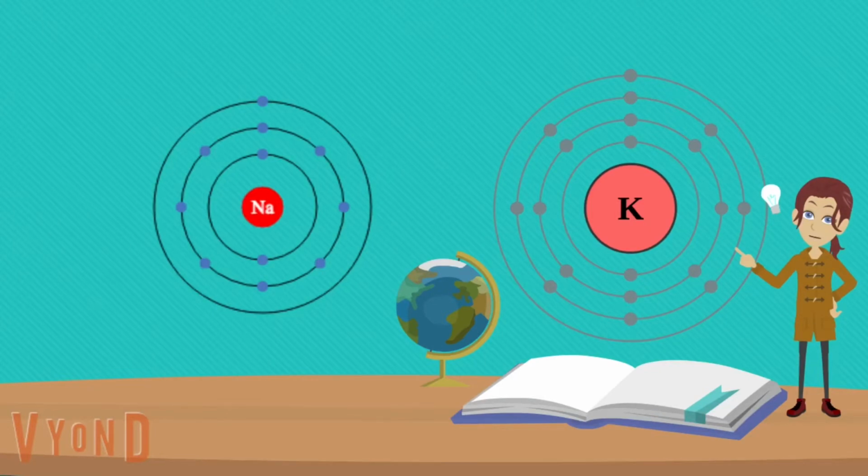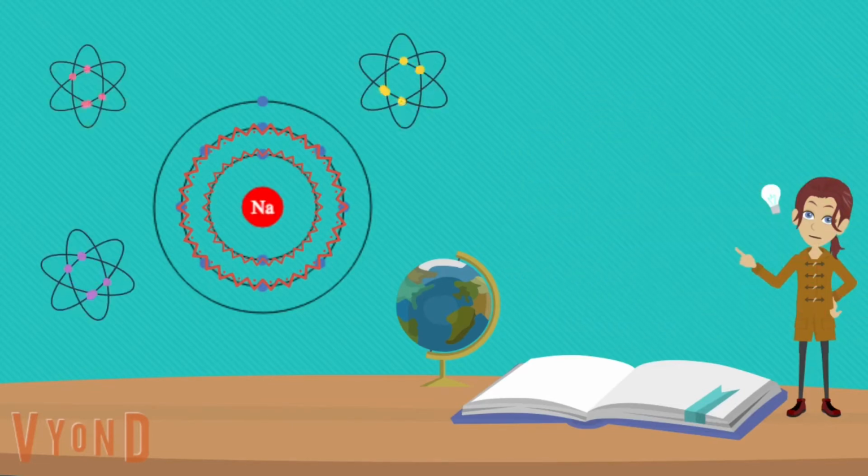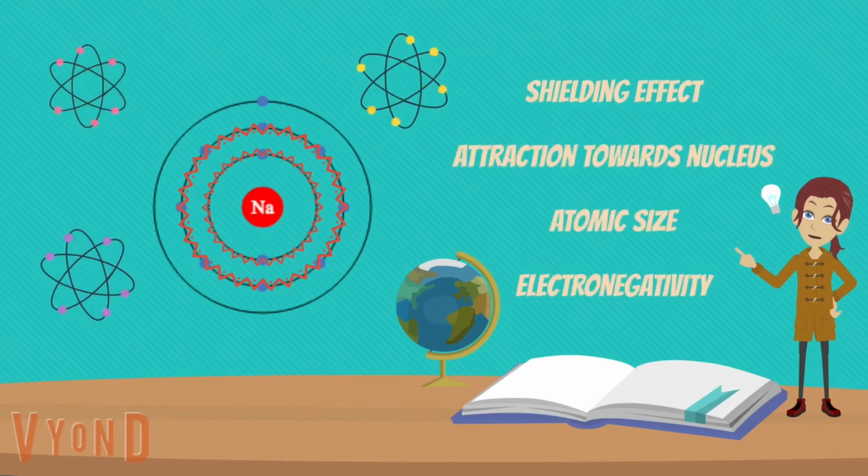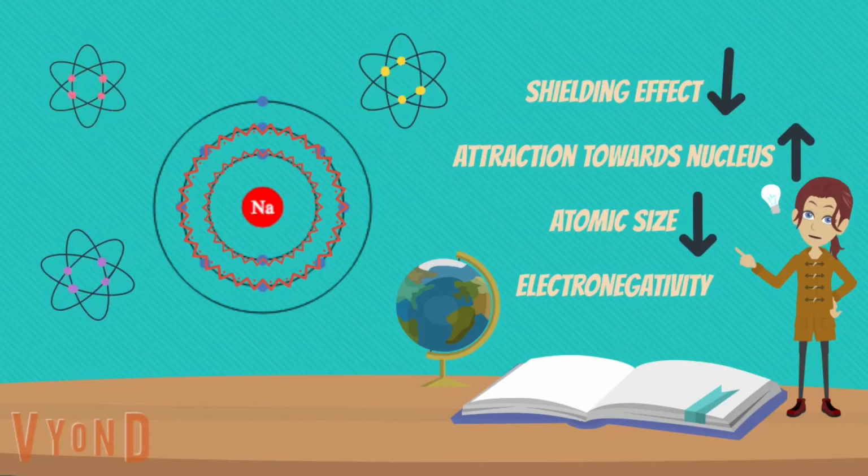As you can see, the number of shells occupied by electrons in sodium is lesser than in potassium. So, when the number of shells occupied by electrons is lesser, the shielding effect decreases, which makes the attraction towards nucleus increase, and also leads to atomic size decreasing. Therefore, the electronegativity increases.